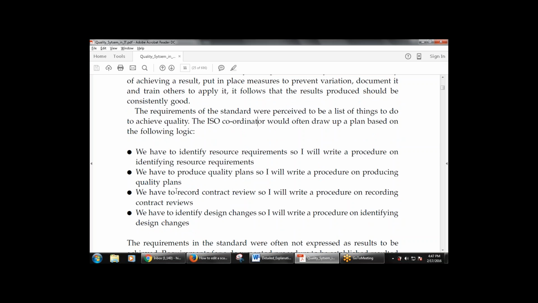Then we have to record the contract review. So I will write a procedure on recording the contract review. So first is identify the resource requirements, then produce the quality plans, then record the contract review, then identify the design changes. So I will write a procedure on identifying the design changes, that is, what are the various procedures to identify the various changes available in the designing part.